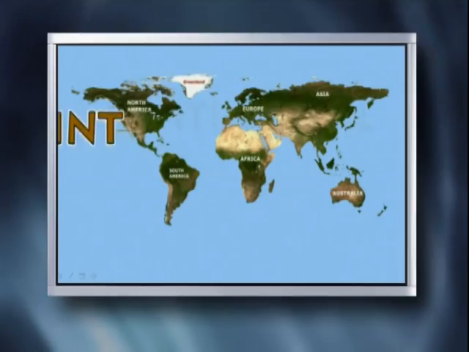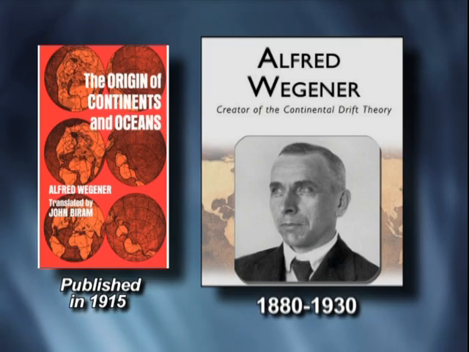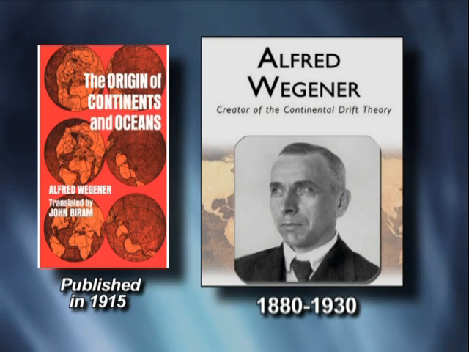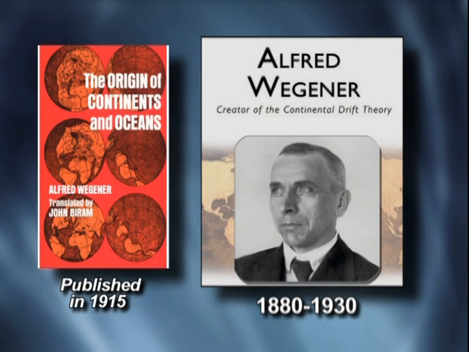And today we're going to talk about a term that I'm not sure I ever heard until you used it, continental sprint. Can you tell us what that is? You've heard of continental drift? Yes, sir. There was a German meteorologist almost exactly 100 years ago who published a book on the origin of continents and ocean basins. His name was Alfred Wegener, the German meteorologist. It was the book on continental drift.